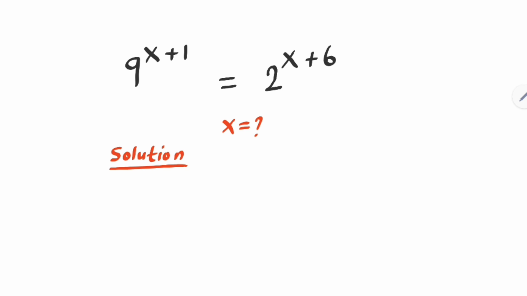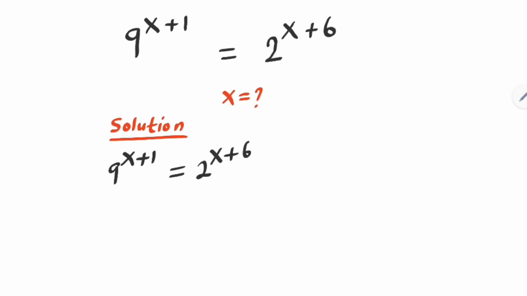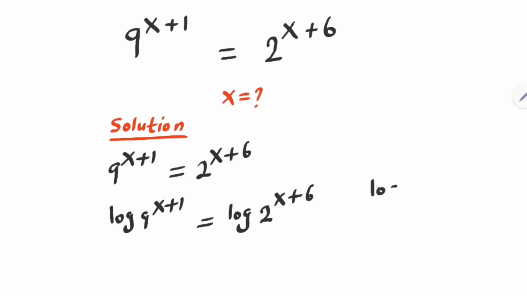We have the given equation 9 raised to power x plus 1 is equal to 2 raised to power x plus 6. Let us take the log on both sides of this equation. We have log 9 raised to power x plus 1 is equal to log 2 raised to power x plus 6. Take note of this, that if you have log m raised to power n, this is equal to n log m.